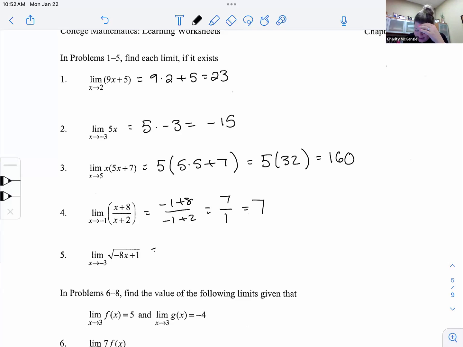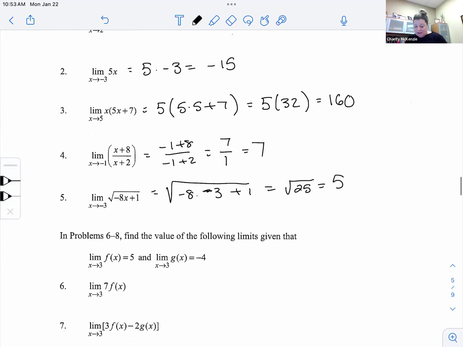So 5, we can't have a negative under the radical. We'll see what happens. We're going to have -8 times -3 plus 1. So -8 and -3 multiplied to +14 plus 1's 25. So we're going to have the square root of 25, which is just 5. Sweet. All right, so just 5. So it came out pretty. If it was a negative under the radical, then we'd have to look at some more things. Okay.